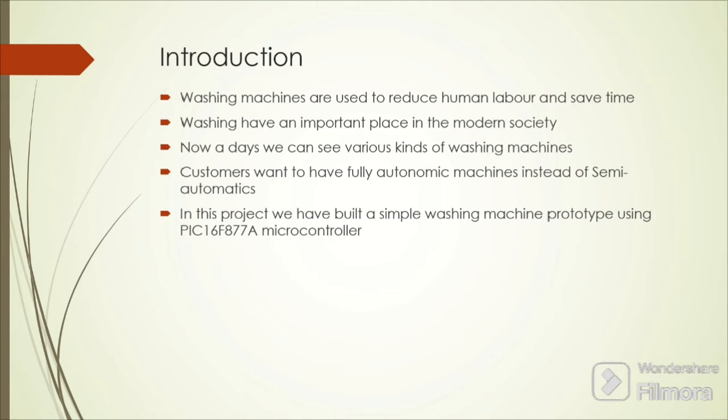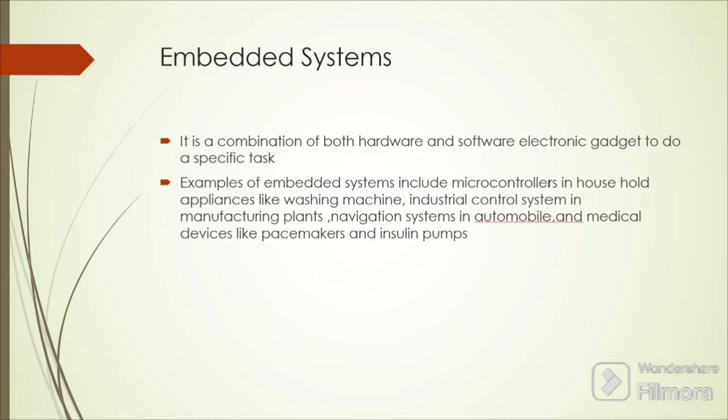embedded systems. We know an embedded system is a combination of both hardware and software, electronic gadgets that do a specific task. Generally embedded systems are everywhere in our daily life, like microwaves, ATM machines and ACs. There are so many examples of embedded systems. Coming to washing machines and refrigerators, manufacturing plants, industrial control, navigation systems in automobiles, medical devices, in every industry there are embedded systems implemented. So this is the brief intro about embedded systems.